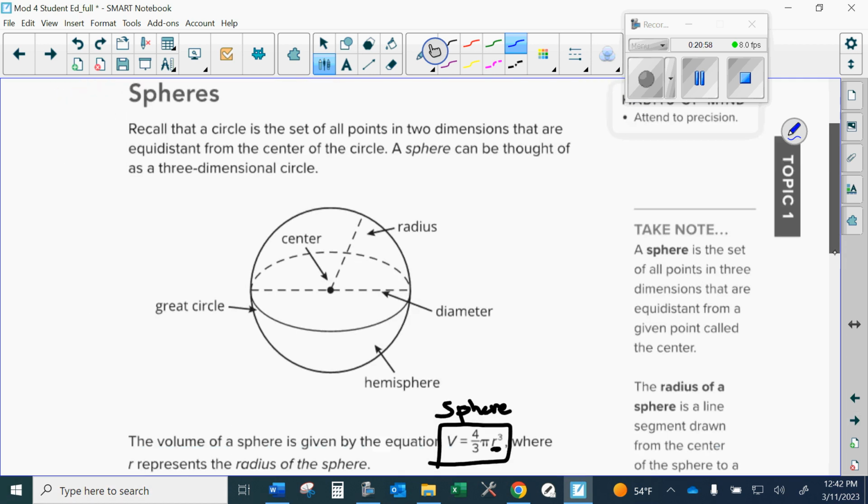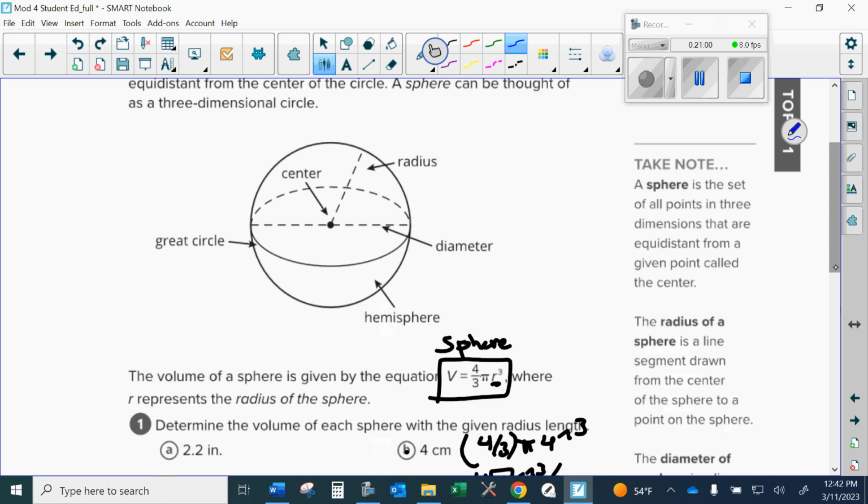Okay, sphere. We have the volume of a sphere, 4/3 pi r cubed. Remember, it's always going to be cubed for volume. And we only have one piece that we're dealing with here, the radius. So if they give you the diameter, I split it in half to get the radius.